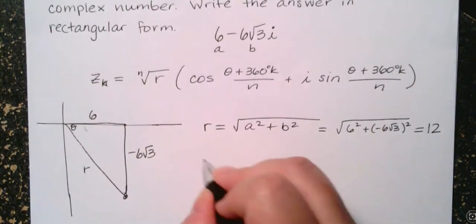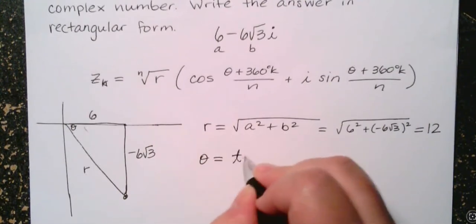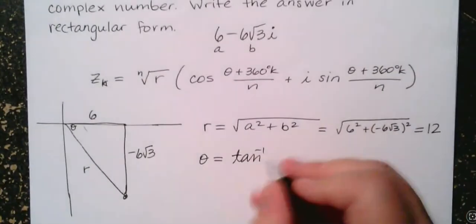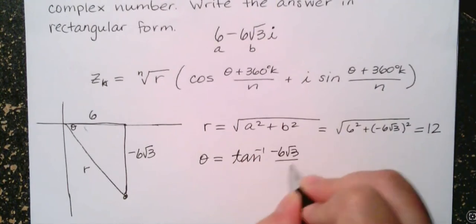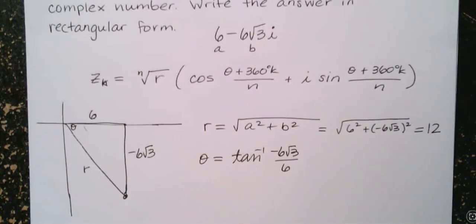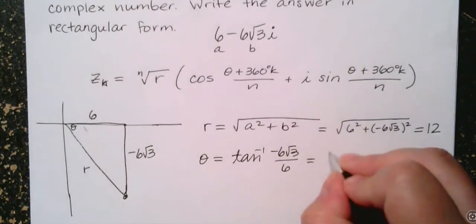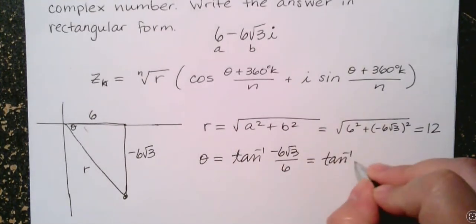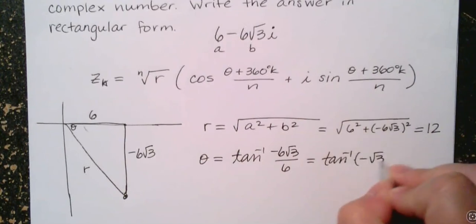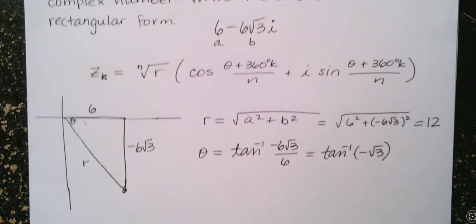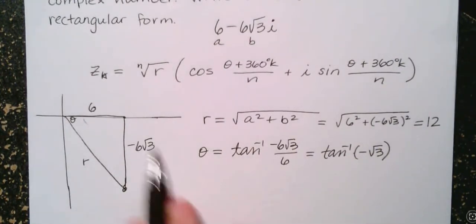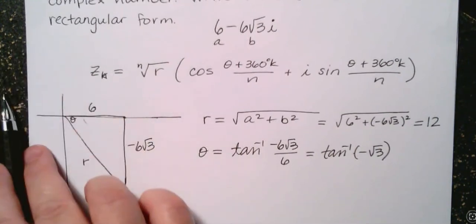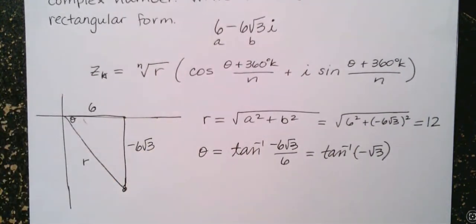The next thing we have to find is theta. And theta, remember, is the inverse tan of our y over our x. Okay, so that's the inverse tan of negative root 3. So let's think about when tangent is equal to root 3 or negative root 3. First of all, it makes sense that it would be negative because tangent is negative in the 4th quadrant and in the 2nd quadrant. So that answers which one of those we need. We need the 4th quadrant answer.